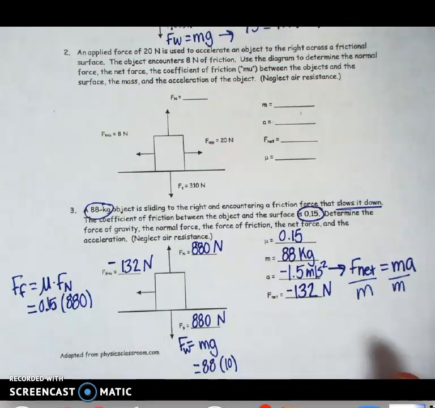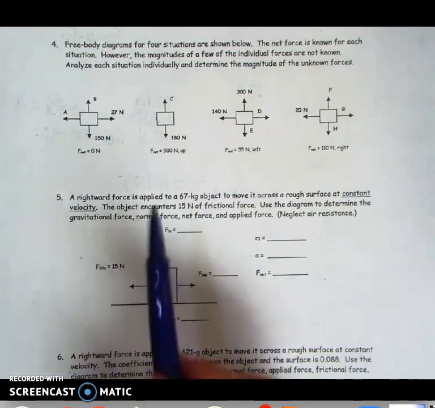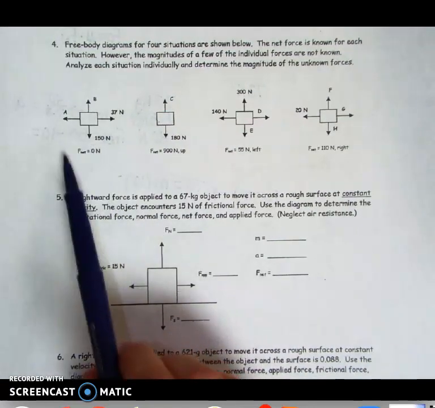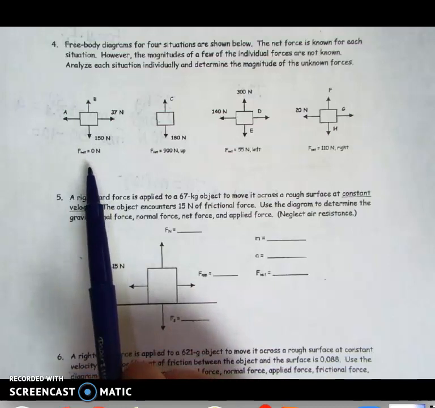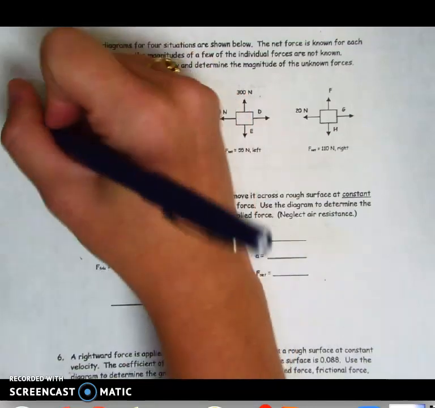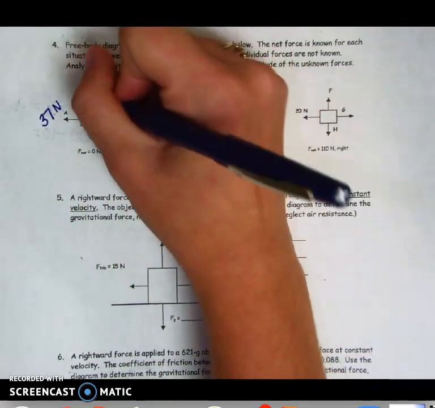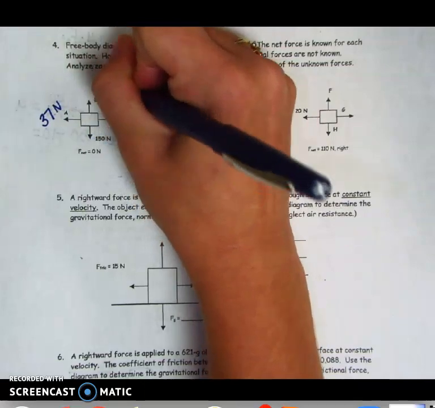All right, so I want to flip over on the back, and I want to just talk about number 4. So number 4, it's all about the F net. So if F net's 0, that means everything's balanced. So that means if we have 37 on this side, we're also going to have 37 here. If we have 150 going down, we're also going to have 150 going up.